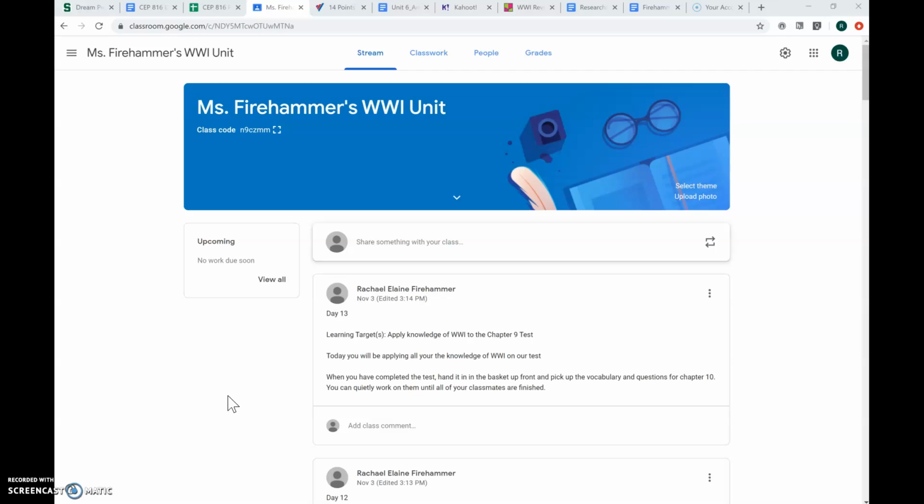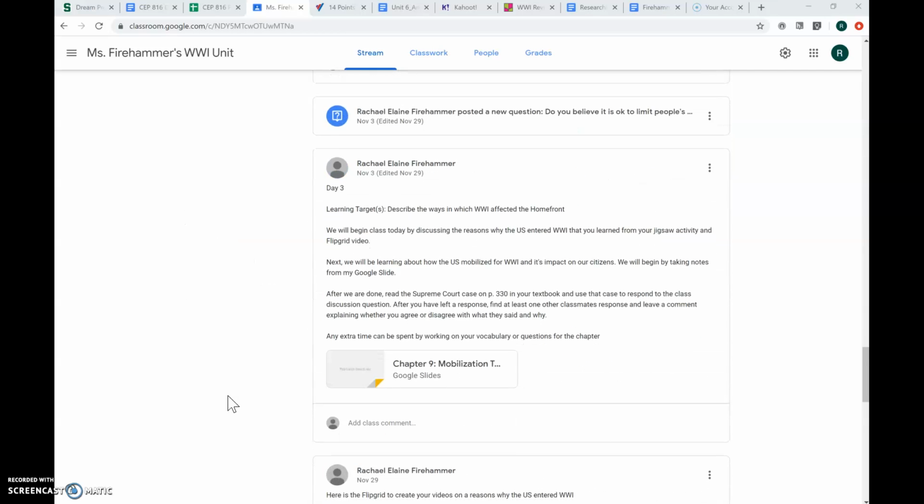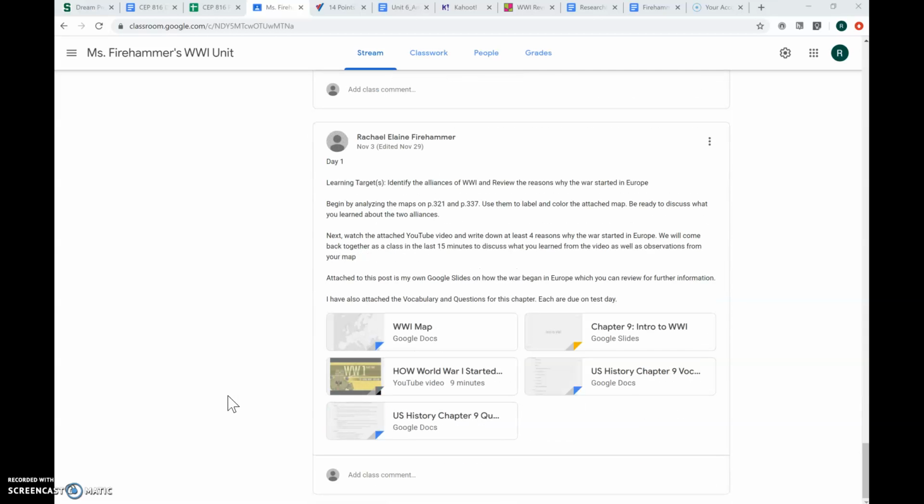On the screen you can see the top of my Google Classroom, and what I've done is separate it into each day, by day, what we're going to be doing. Day one is at the bottom, and I say, day one, here are the learning targets, so that when students look at the Google Classroom every day, they can say, all right, this is what I should be able to do by the end of class. So that's how this is set up.